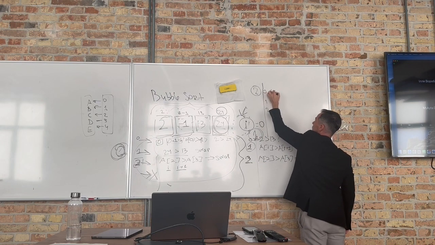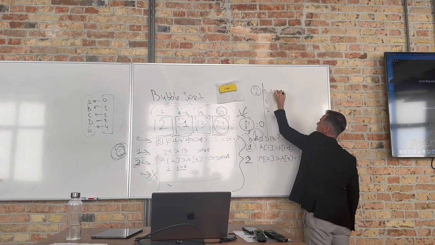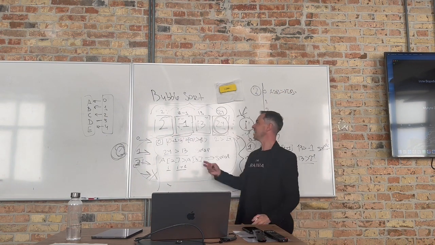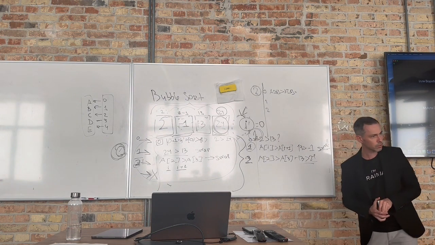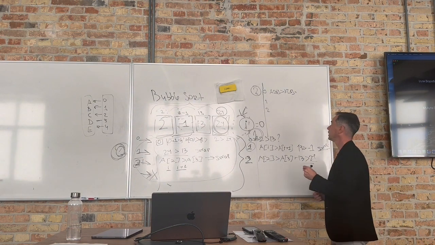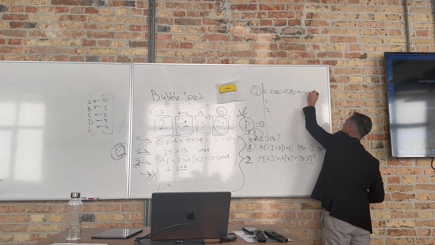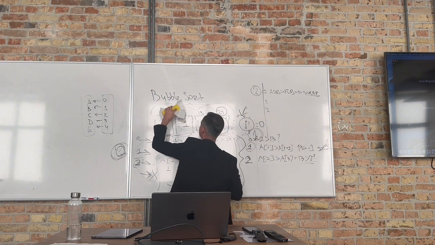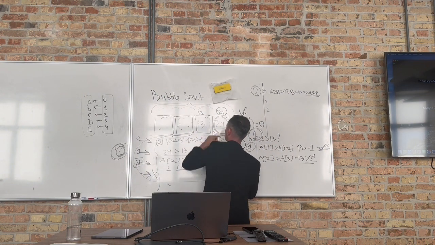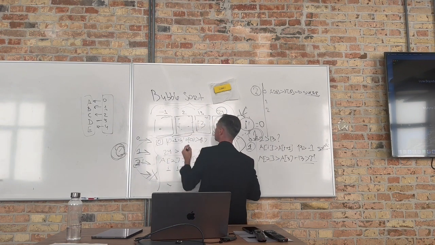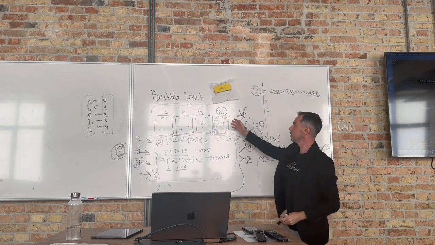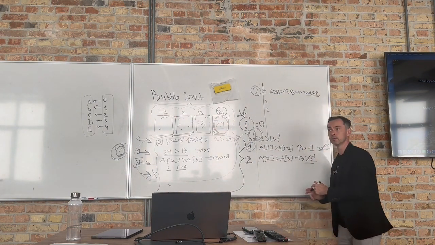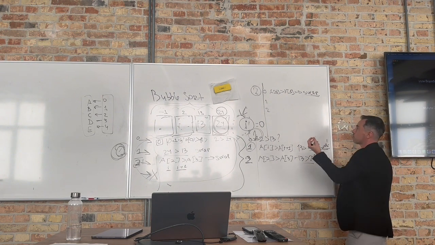I mean, A[0] compared with A[1]. We have 2 bigger than minus 1. Yes or no? Yes, that's why we need to swap. So we swap these elements. Minus 1, 2. Of course, as humans, we see that our array is already done. But the computer is not human, and the computer will follow our algorithm. So that's why we should follow.